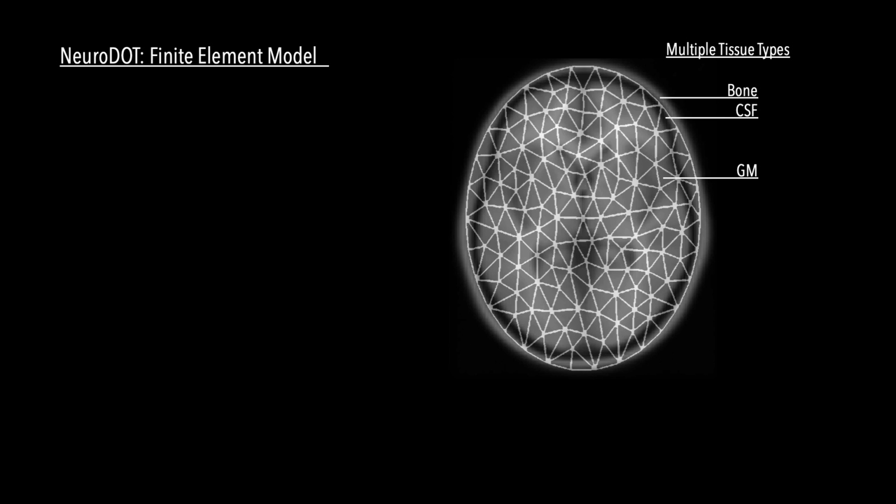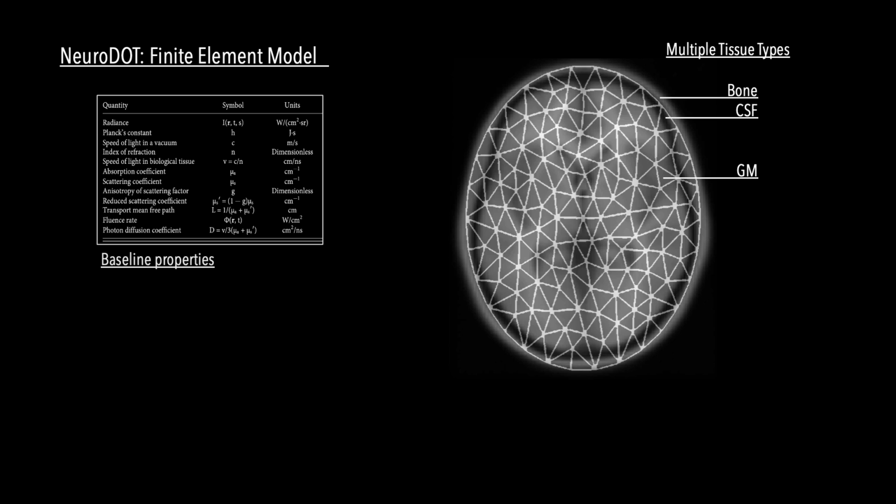A finite element model of the skull and brain necessarily includes multiple tissue types. These materials differ in optical properties. Baseline values as well as any physical constants required to construct the forward model are taken from the neuroimaging literature.